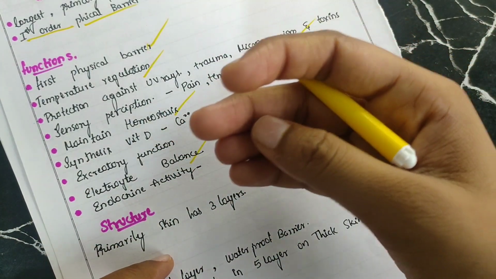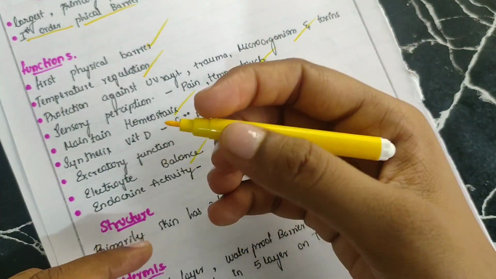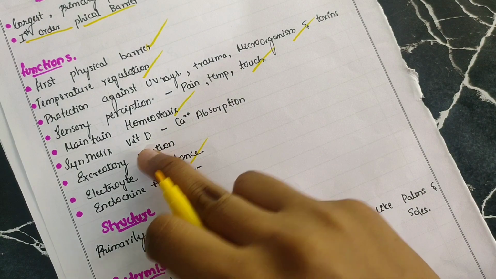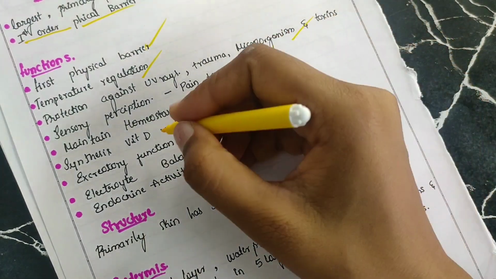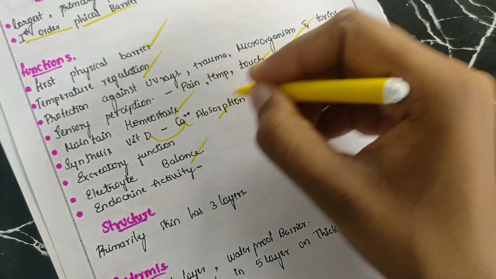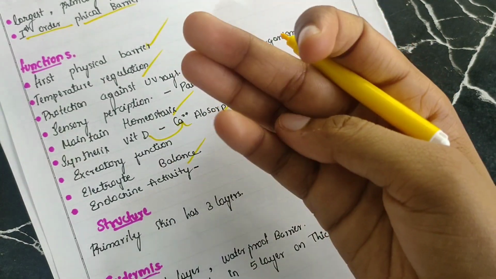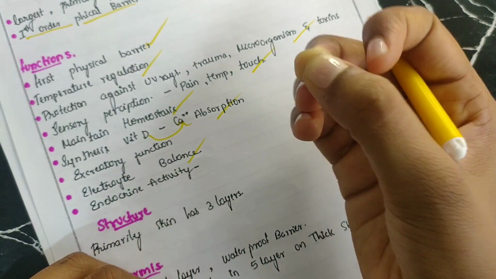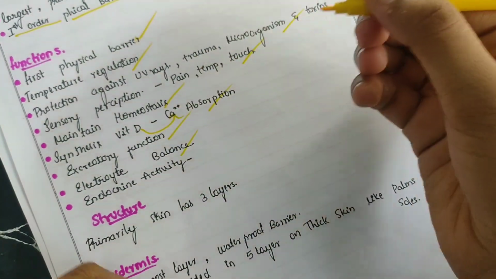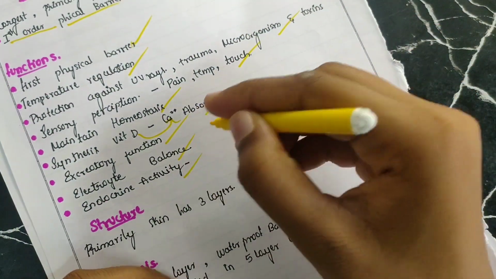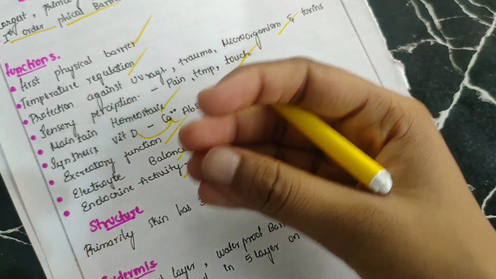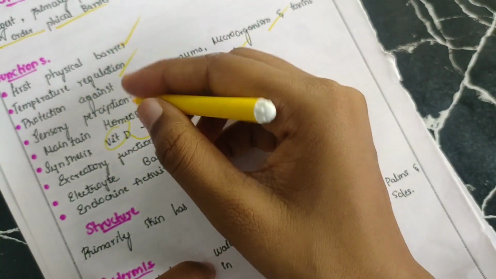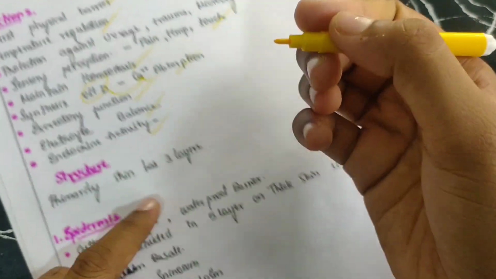It synthesizes vitamin D with the help of sunlight. The skin contains cholecalciferol and synthesizes vitamin D, which in turn helps in calcium absorption. It also has an excretory function: a very small quantity of carbon dioxide diffuses out and is excreted through the skin. And it has an endocrine function, as it synthesizes many hormones and vitamins, like vitamin D synthesized here.